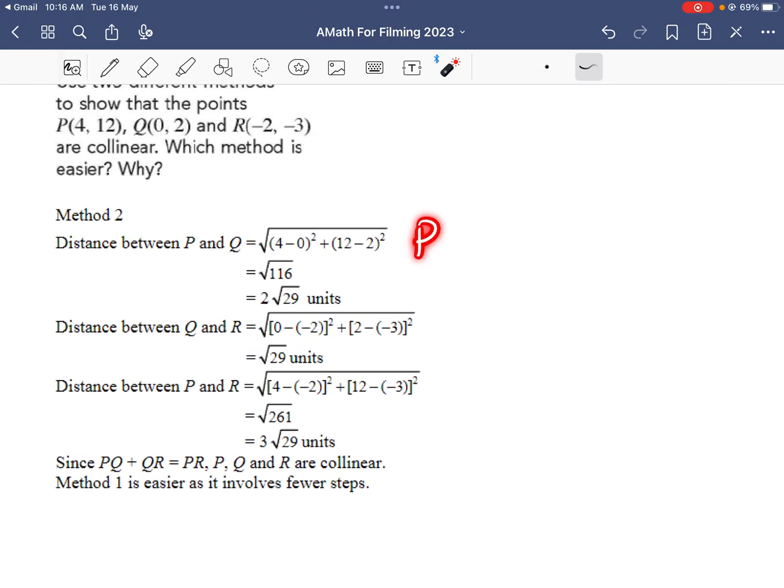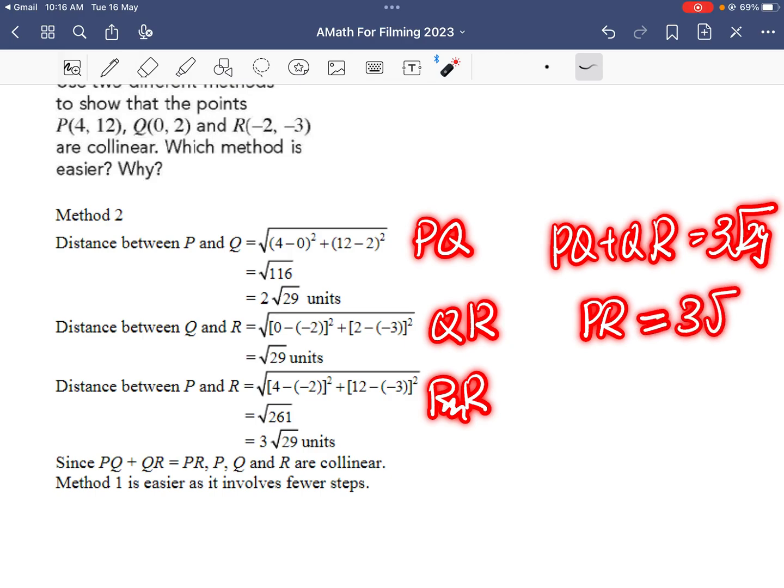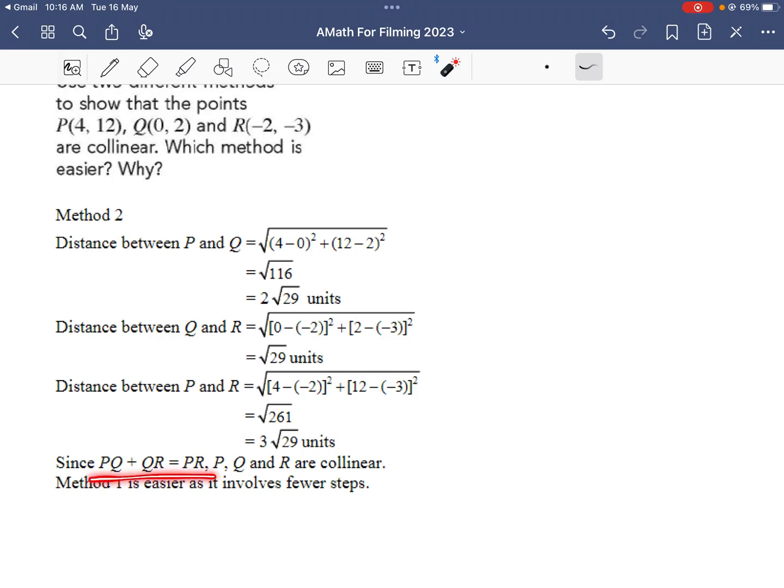Your second method is to find the distance between PQ, find the distance between QR, and finally find the distance between PR. If you notice, in the end, PQ plus QR is equal to 3 root 29 units. PR itself is equal to 3 root 29, as we have proven there. Since PQ plus QR equals PR, they are collinear. Quite obviously, method 1 is easier because the calculations are easier. And that's it.